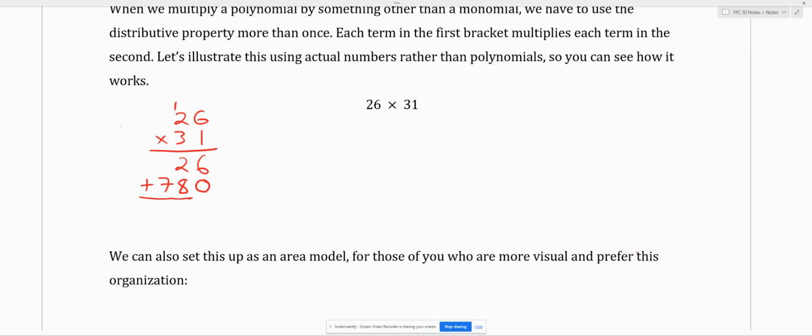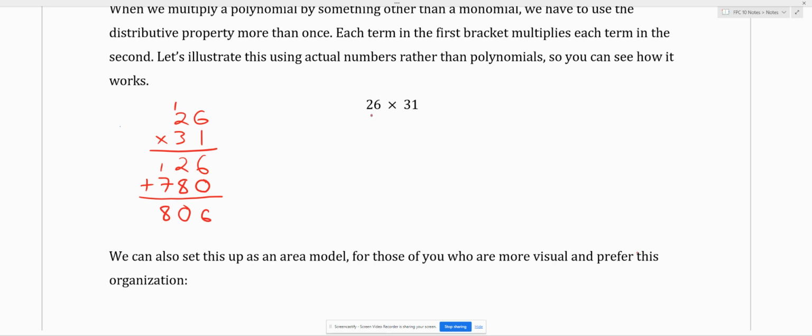Now we have to add these two numbers together. 6 plus 0 is 6. 2 plus 8 is 10. Carry the 1 and we get 806. Now you were taught that a long time ago, but I'm going to show you something maybe a little bit different and it's kind of helpful with mental math.